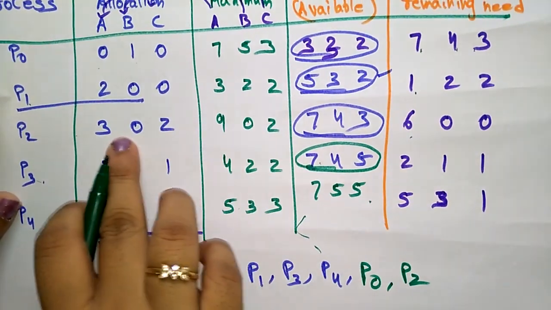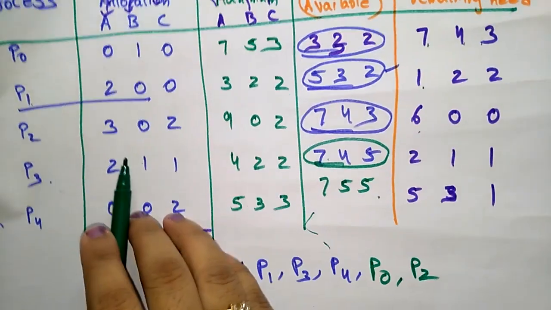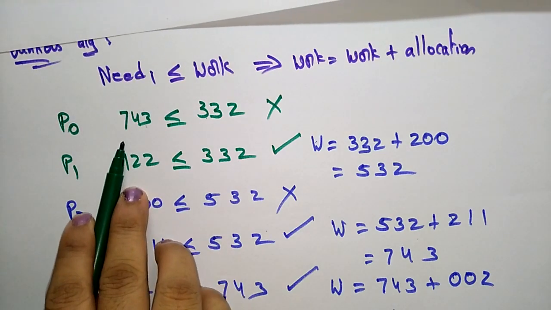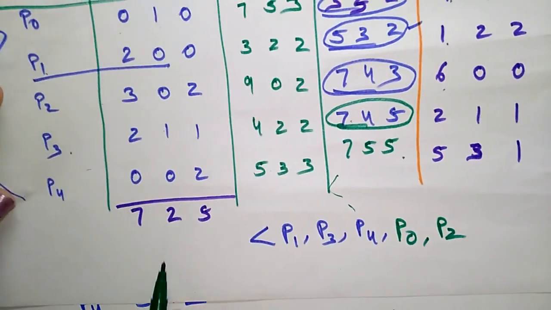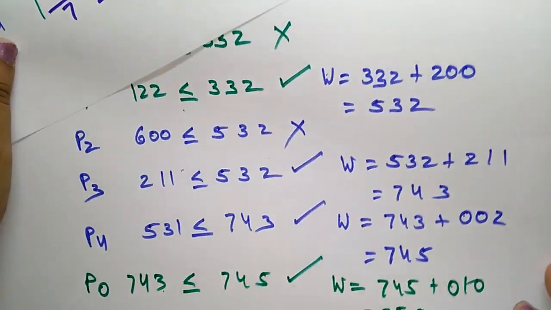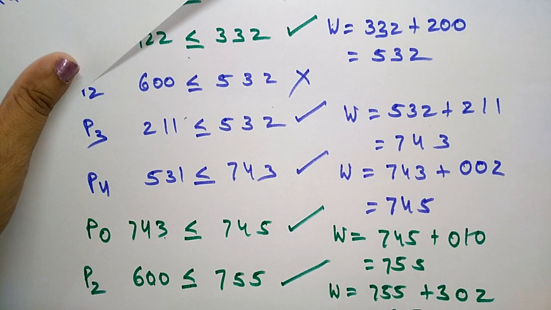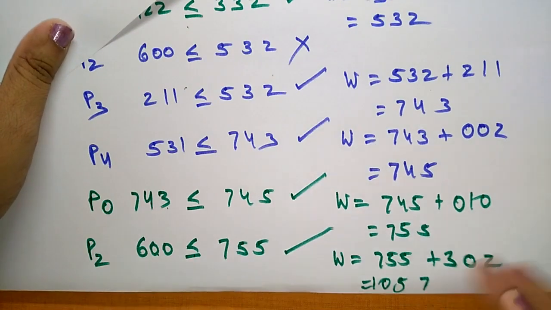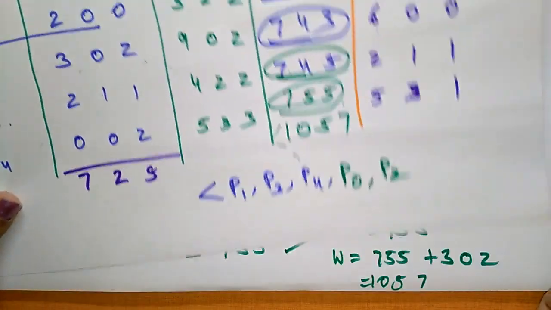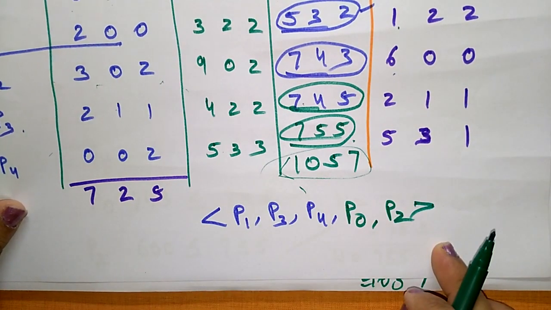Now W is equal to the current work 755 plus the allocation. What is the P2 allocation? P0 is over, P1 is over, and the P2 allocation was 302. So now just add 755 and 302, and you get 1057. So the work is updated with 1057. This is the current work available.